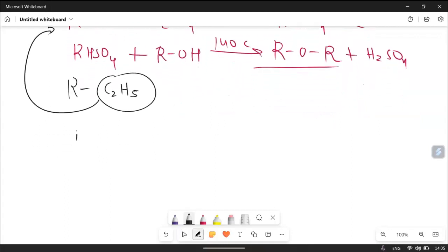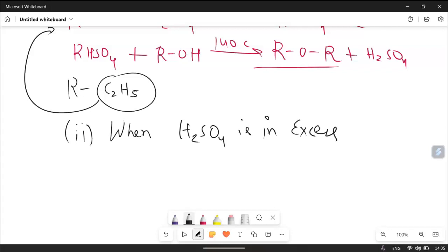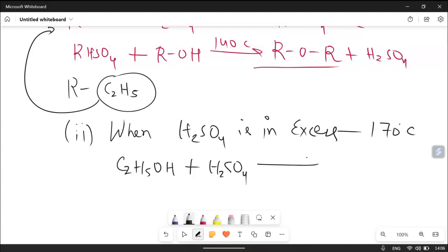The next reaction which we are going to discuss, which is the start of this session, is when H2SO4 is in excess. When H2SO4 is in excess, the temperature will be 170 degrees Celsius. Then what we have to do? Alcohol C2H5OH is treated with H2SO4 at a temperature of 100 to 110 degrees Celsius.